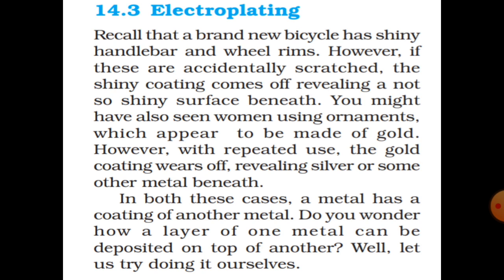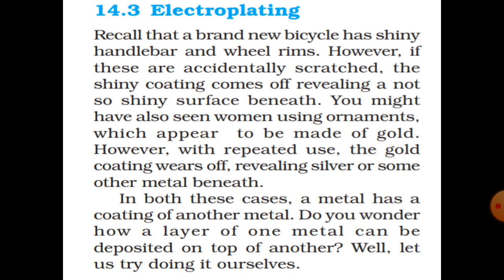Next है electroplating. Recall that a brand new bicycle has shining handlebar and wheel rims. ठीक है, shining होता है. However, if these are accidentally scratched, this shiny coating comes off, revealing a not so shiny surface beneath. You might have also seen women using ornaments which appear to be made of gold. However, with repeated use, the gold coating wears off, revealing silver or some other metals beneath.